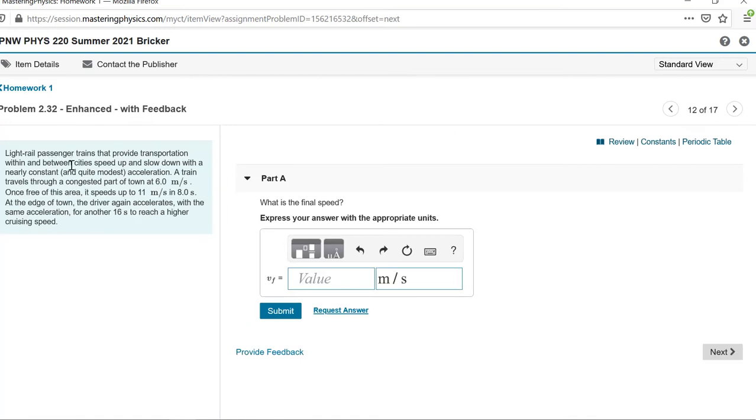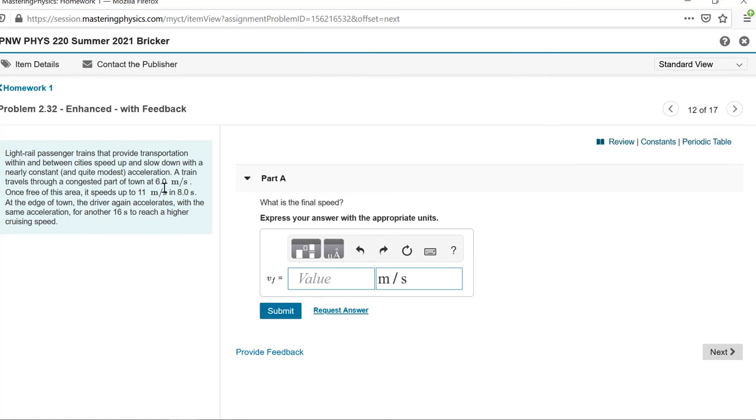A light rail passenger train provides transportation within and between cities, speeds up and slows down with a near constant and quite modest acceleration. A train travels through the congested part of town at 6, once free of the area, speeds up to 11, and this happens in 8 seconds. Okay, so we go from 6 to 11 meters per second in 8 seconds. At the edge of town, the driver again accelerates with the same acceleration for another 16 to reach cruising speed. So what's the final speed?